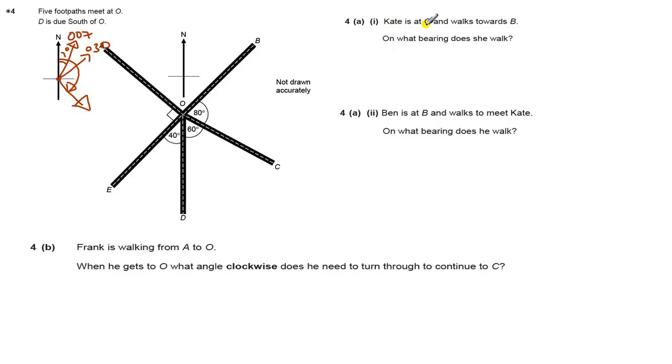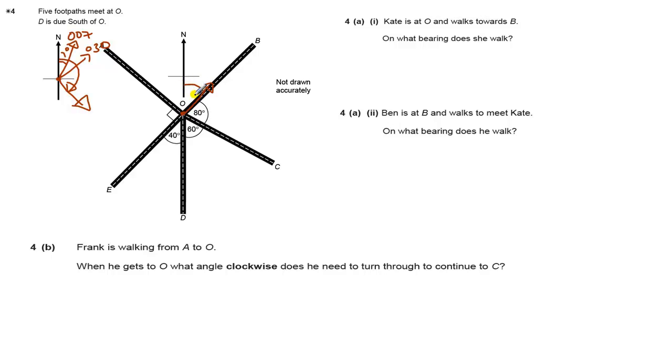Right, first question. Kate is at O and walks towards B. On what bearing does she walk? So she's at O and she walks towards B. Now a lot of bearings questions, people make mistakes because they're not getting to grips with which direction they're going. So you always think about where you're standing and where you're going to. Now you're not actually given any angles from north.